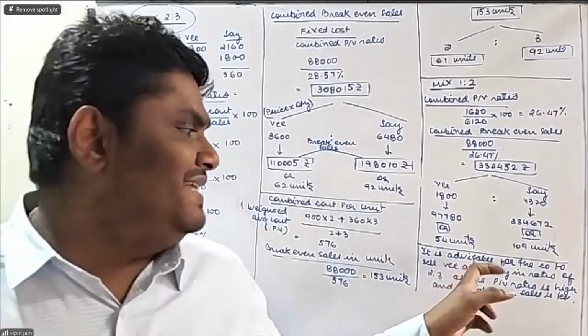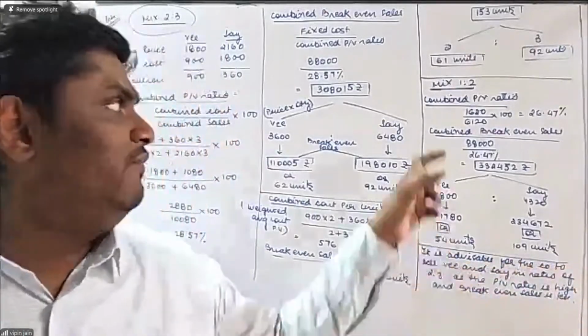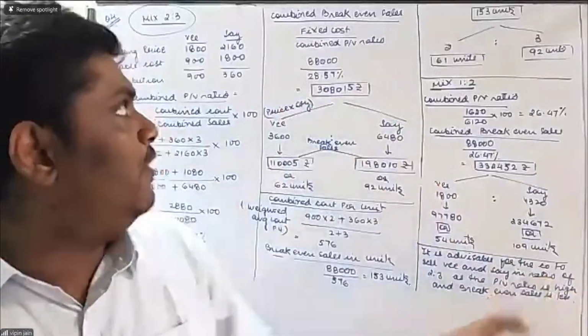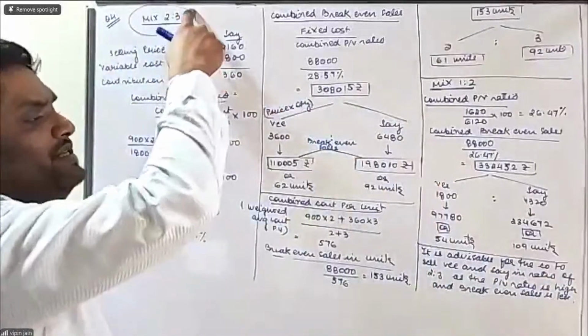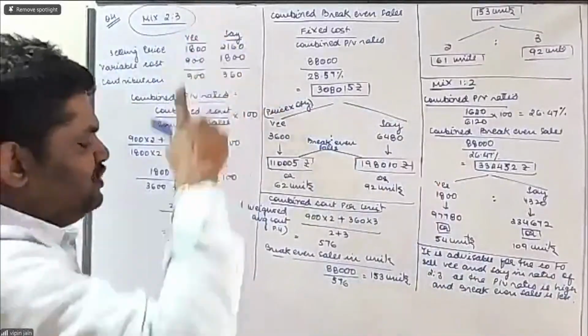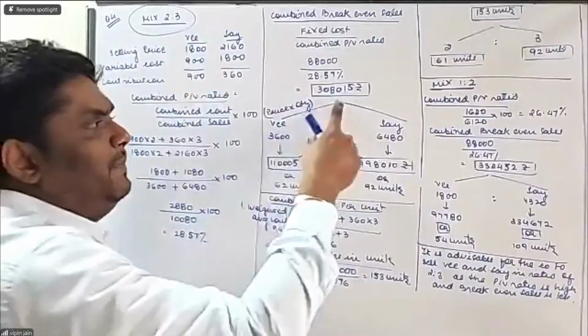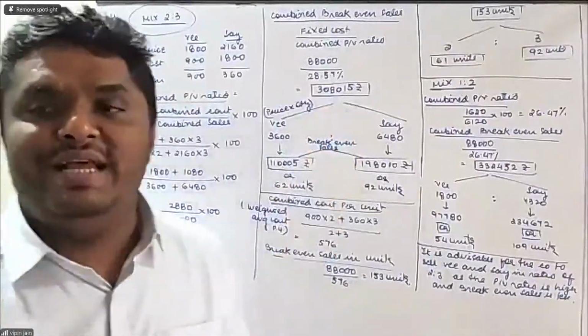See, it is advisable for the company to sell V and J in the ratio of 2:3. Because see, in this ratio, the PV ratio is high and the break-even sales is less. So that's why.